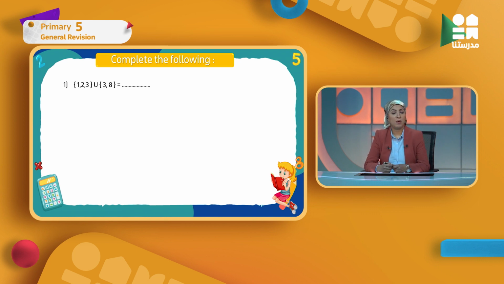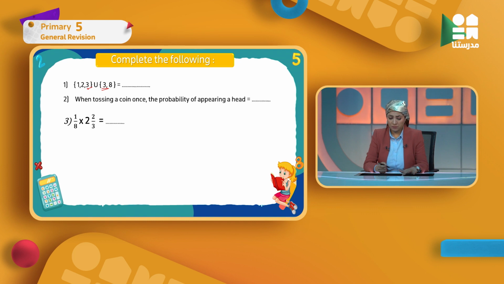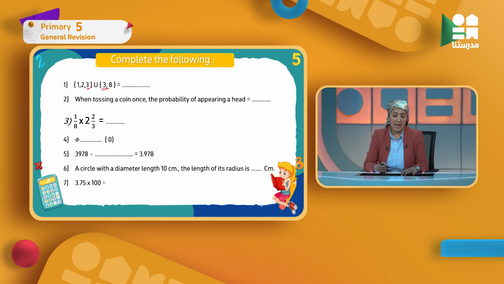باخد كل الاليمنتس الموجودة في التو sets اللي عندي، بس الاليمنتس المتكررة باخدها مرة واحدة أو بكتبها مرة واحدة. So here 1, 2 and 3 is union 3 and 8 in what؟ نخلي بالنا إنه عندنا الاليمنت 3 متكرر. So I will take the elements 1, 2, 3 and 8.